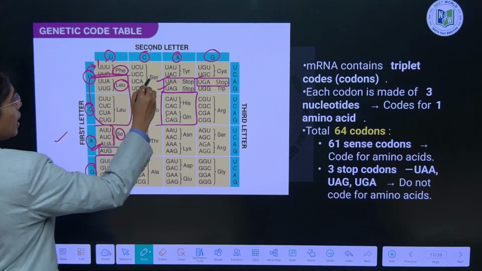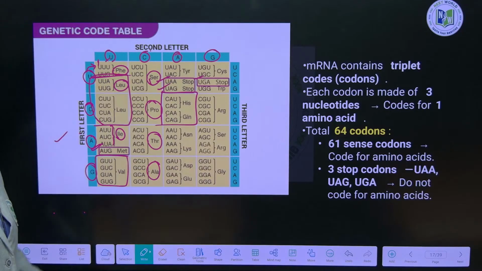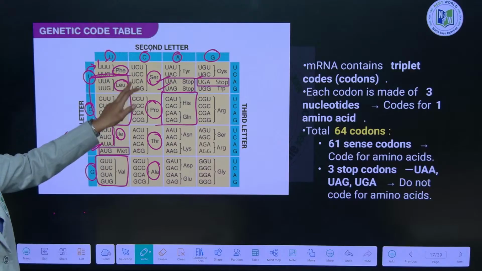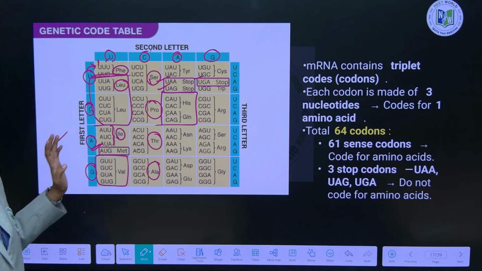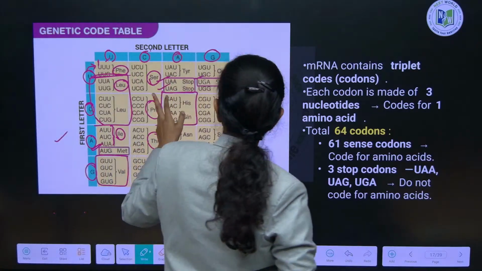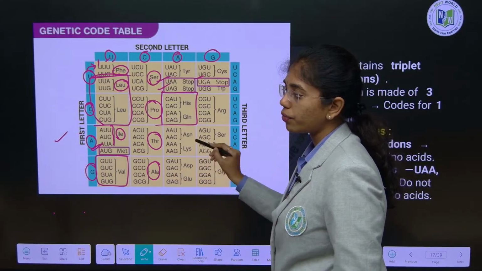See, serine, proline, threonine, alanine. Easy, right? 4 bases, 4 amino acids. So 4 codons coding for 1 amino acid. That is why it is called as degenerate codon. Okay. Here you see third box, 2 codons are coded for 1 amino acid.